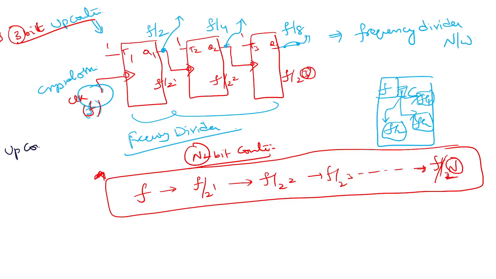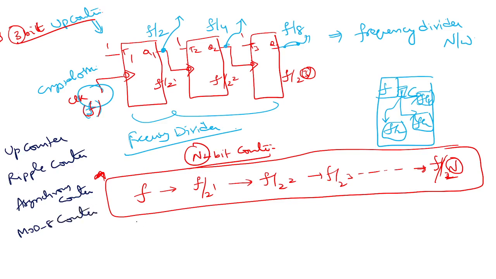I can say the same thing with different names: up counter, ripple counter, asynchronous counter, mod 8 counter. We can use them like this: ripple up counter, ripple mod 8 counter, asynchronous mod 8 counter, asynchronous up counter. Many ways, right? But you need to know the terminology, that's all, nothing else.